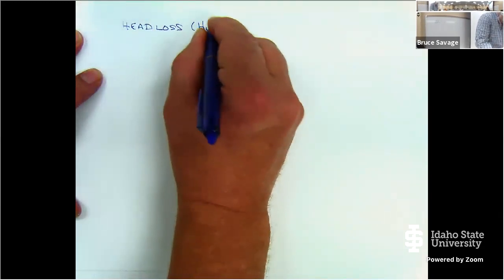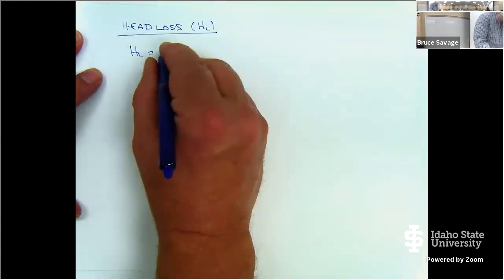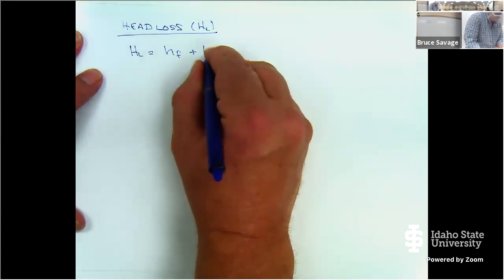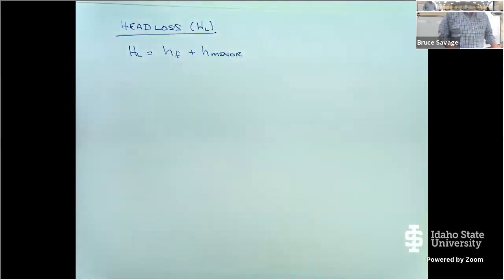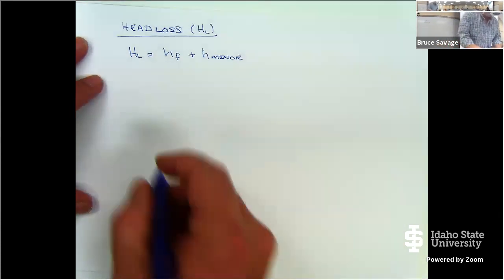The head loss, H sub L, we said that H sub L is equal to the friction loss plus the minor or local losses. All right. And we want to start off with the friction loss.